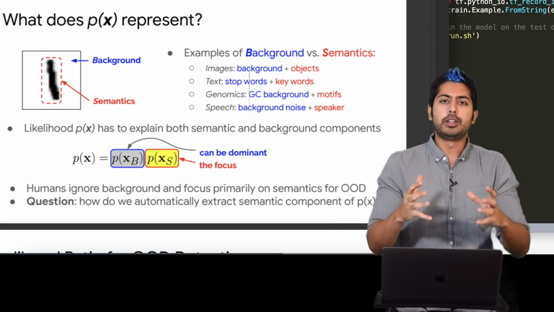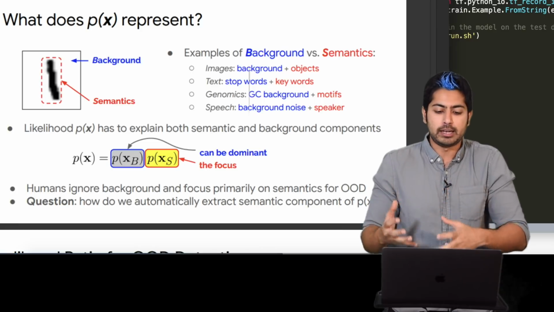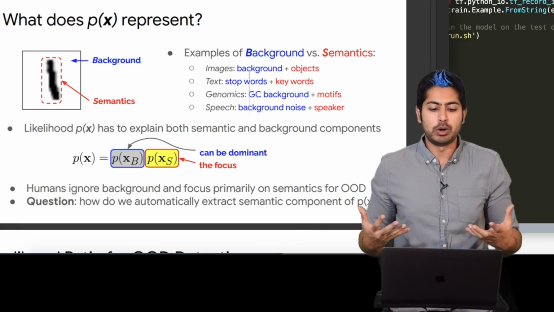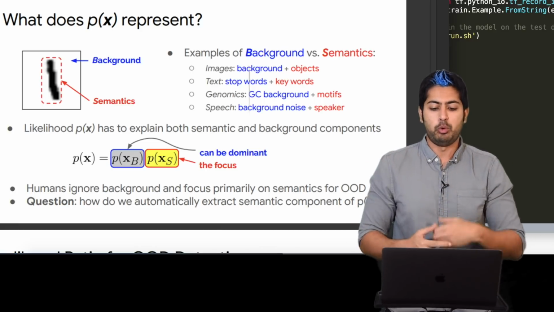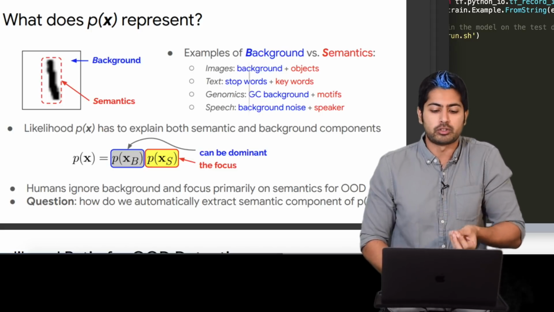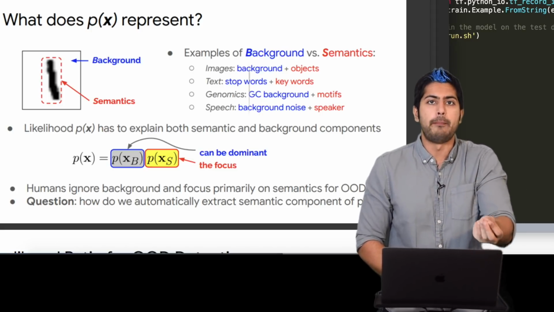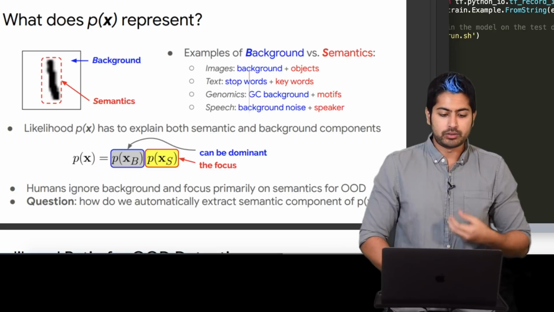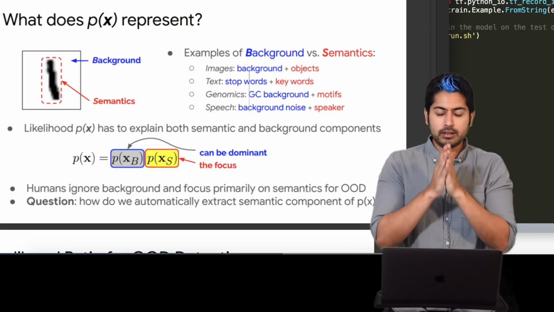So the likelihood that we estimate has to explain both semantic and background components. And only if we do that will we be able to focus on the semantics and ignore the background, the GC content. Right? So how do we do that? So they did two things here.